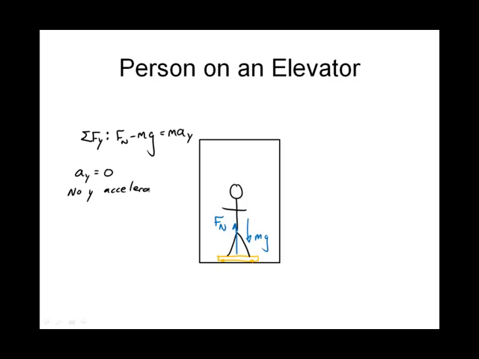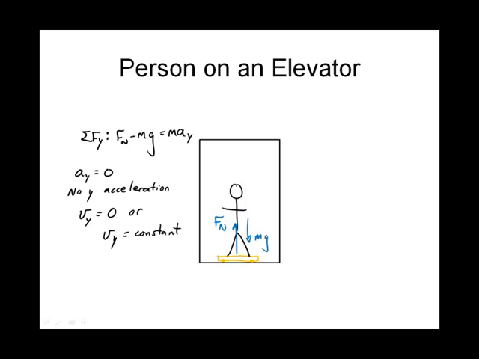Now that could be in a situation where the elevator is standing still, there's no y acceleration, or it could be a situation where the elevator is moving up or down with a constant velocity. So v sub y is equal to 0, or v sub y is just equal to some constant value. So if you push a button for the 10th floor and you're on the first floor, the elevator will generally reach a constant velocity fairly quickly, and so the scale is going to read your weight.